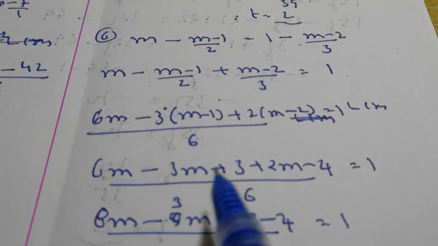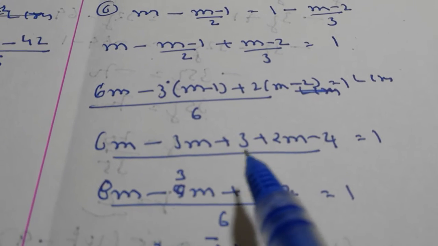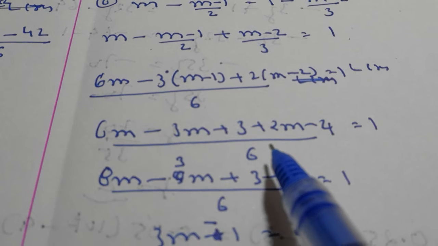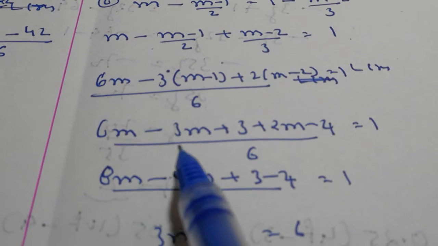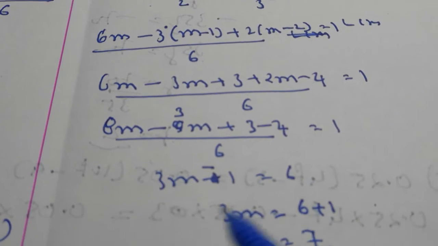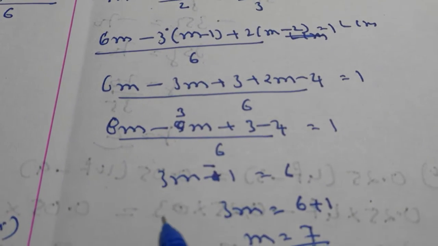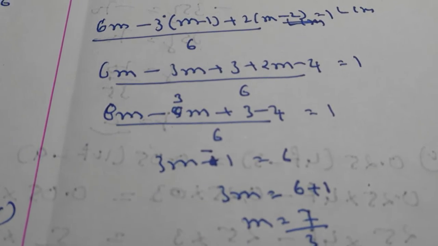6m minus 3m plus 2m. 6 minus 3 is 3 plus 2 is equal to 5. Or 6 plus 2 is equal to 8, minus 3 minus 4 upon 6 is equal to 1. 8 minus 3 is 5m minus 1.